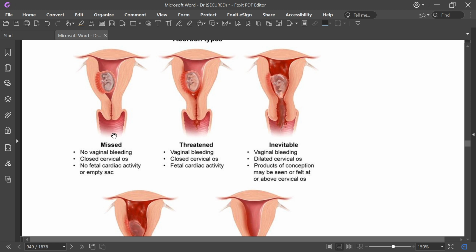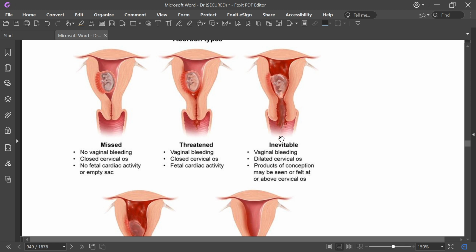Threatened abortion means there is vaginal bleeding, the cervical os is closed, but fetal cardiac activity is present, meaning the baby is present.